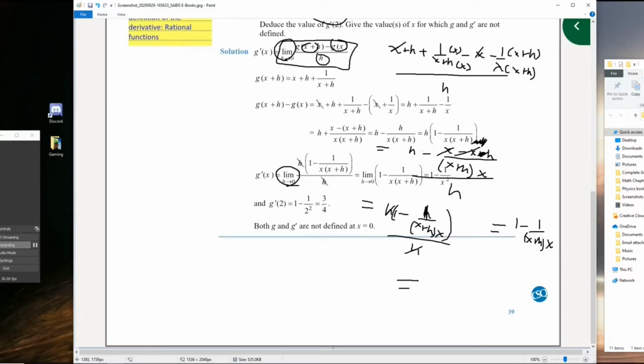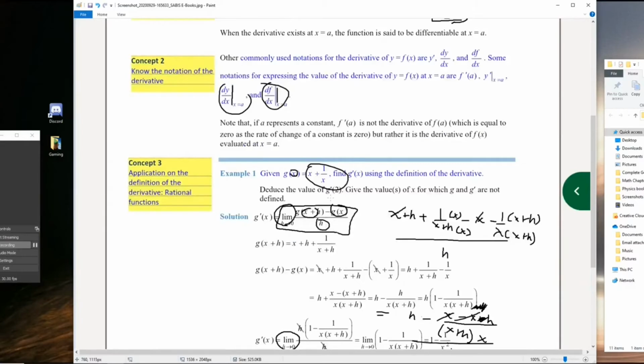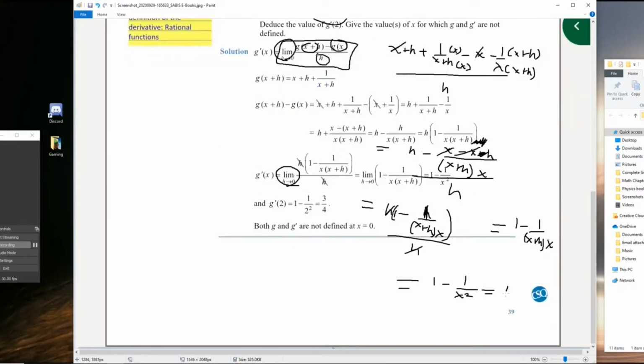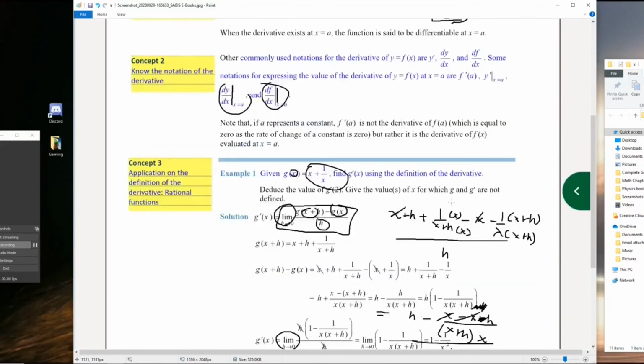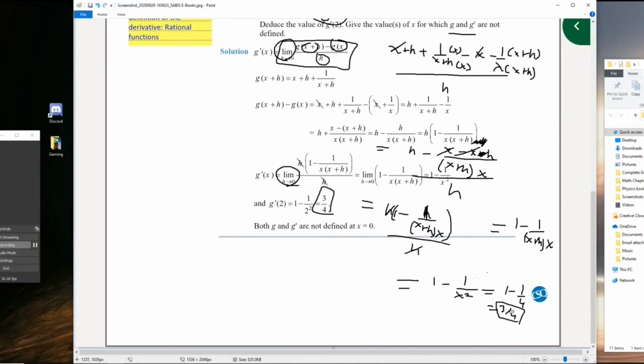So put 0 instead of h, you get 1 minus 1 over x plus 0, so that's x into x, that makes x squared. Now what they're asking for, of 2, so put 2. 1 minus 1 over 4, that gives you 3 over 4. And did I get the same answer? Yes, I did. What values are undefined? That's what they said for g and g prime. 0 here and 0 here, as you can see. So next one.